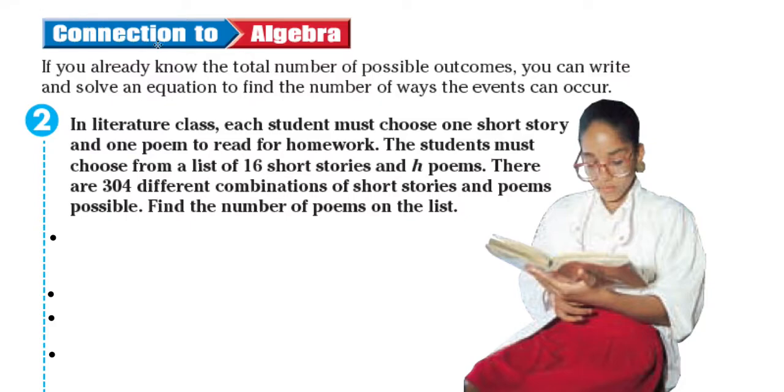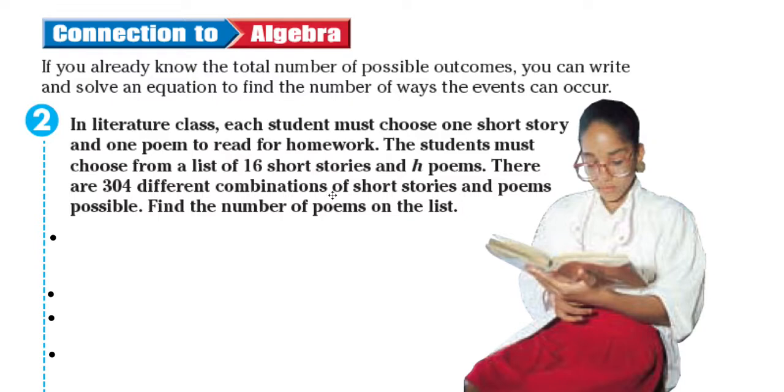Next example: if you already know the total number of possible outcomes, you can write and solve an equation to find the number of ways the event can occur. Let's take a look at example number 2. In literature class, each student must choose one short story and one poem to read for homework. The students must choose from a list of 16 short stories and 8 poems. There are 304 different combinations of short stories and poems possible. Find the number of poems on the list.